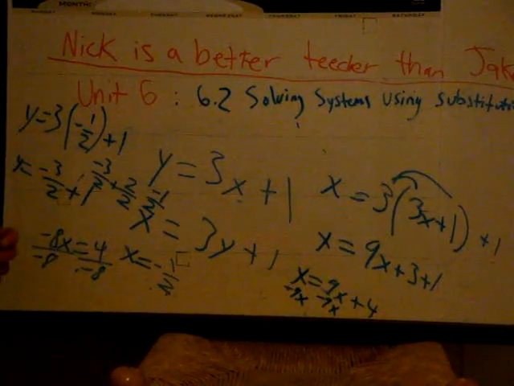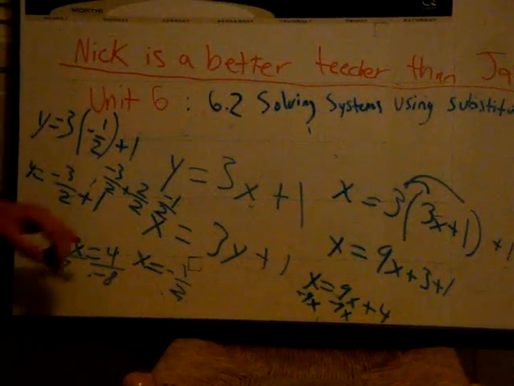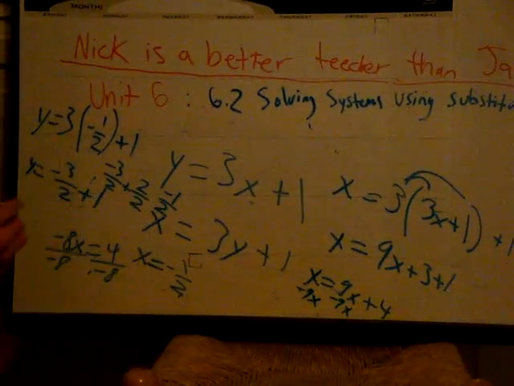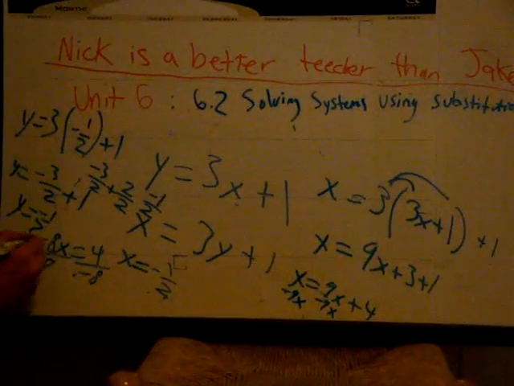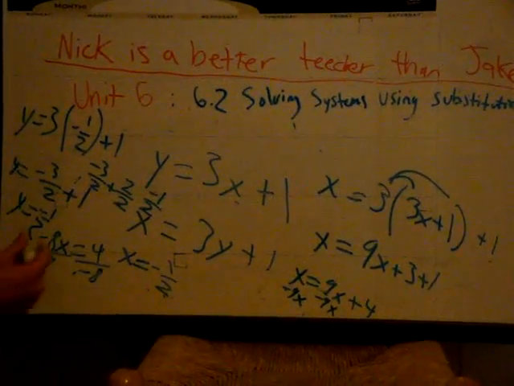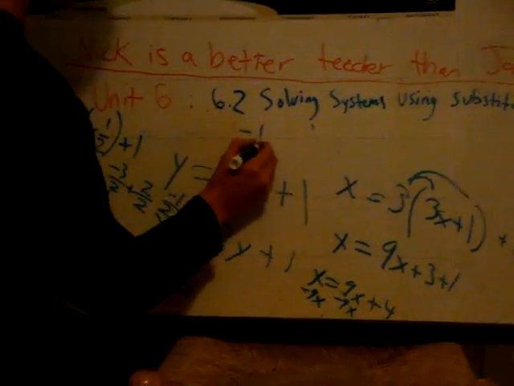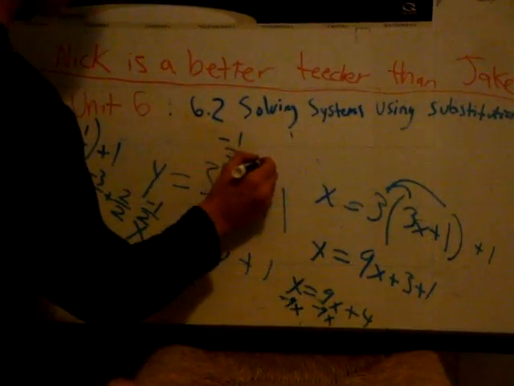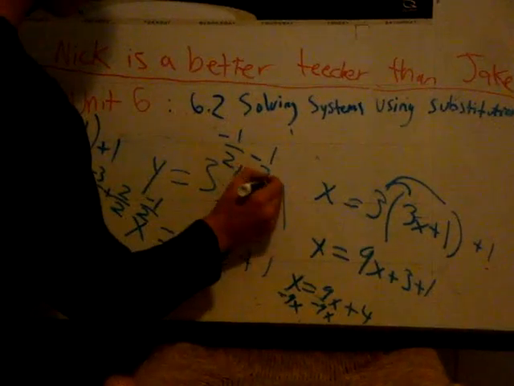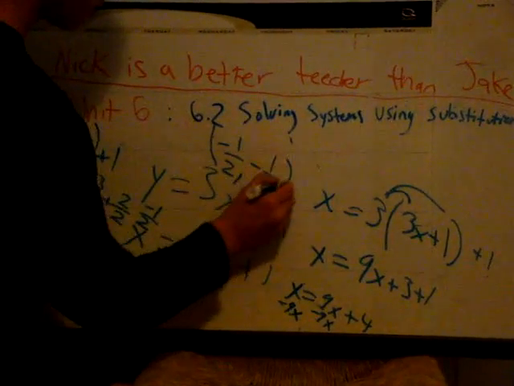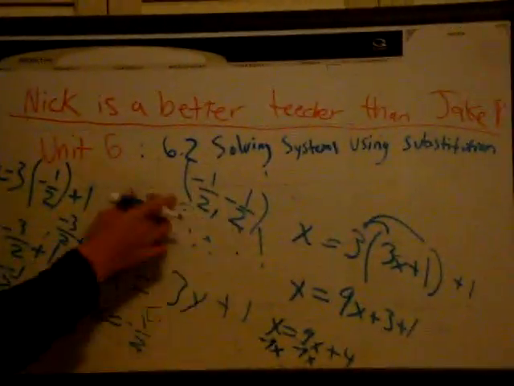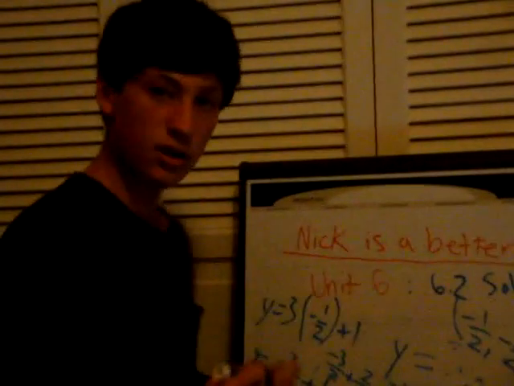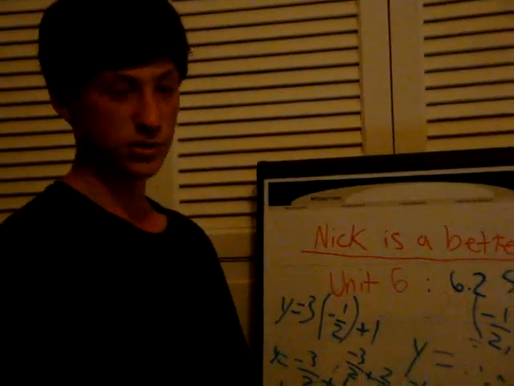Yes, I know it's a lot of information. Stay with me, folks. And so that's our answer. So y equals negative 1/2, which is the same as x. So our answer is negative 1/2, comma, negative 1/2. Sorry, it's very crowded, but right there, that's our answer.